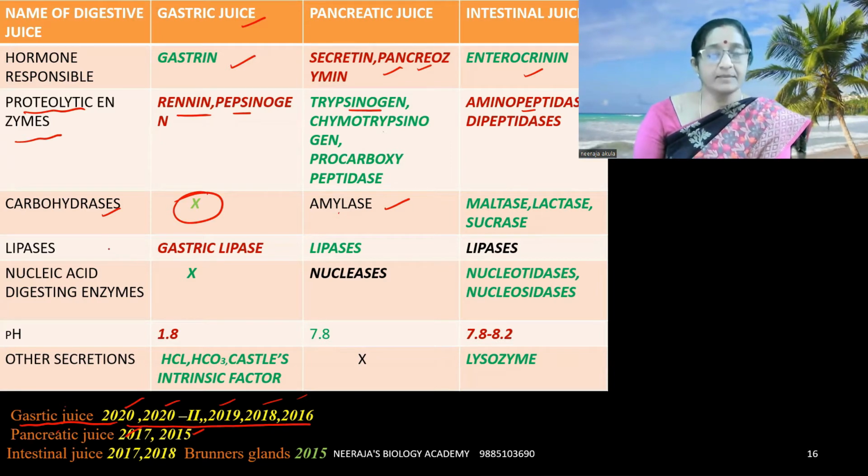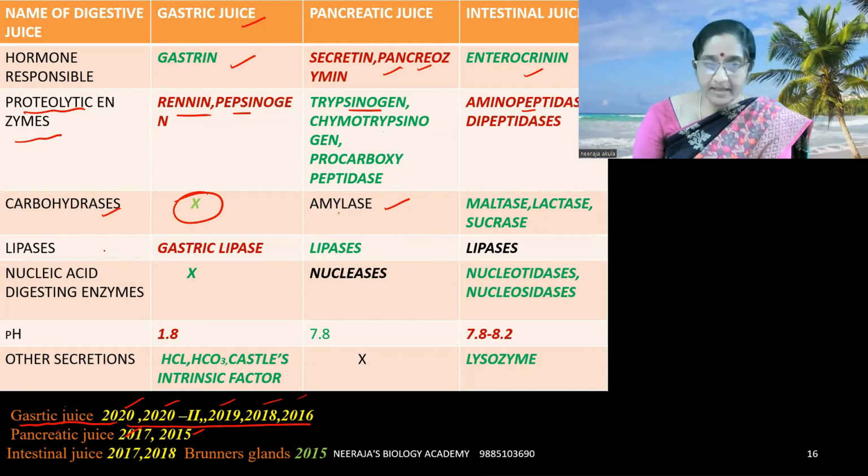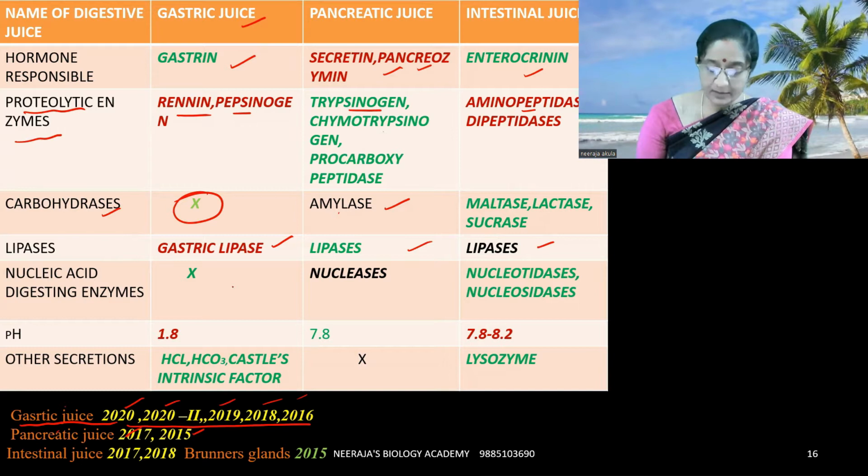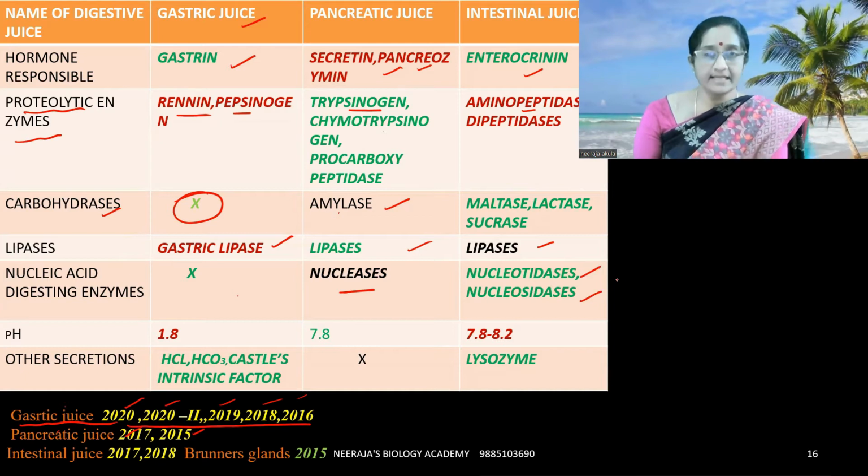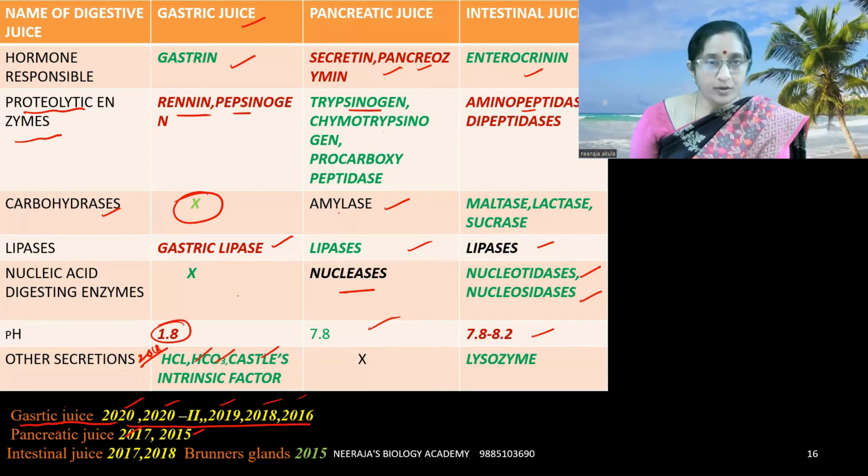Fat digesting enzymes are known as lipases, which are present in the gastric juice, pancreatic juice, and also intestinal juice. Nucleic acid digesting enzymes are absent in case of gastric juice. Nucleases are present in the pancreatic juice. Nucleotidases and nucleosidases are present in the intestinal juice. In 2018, we got a question related to this particular area.